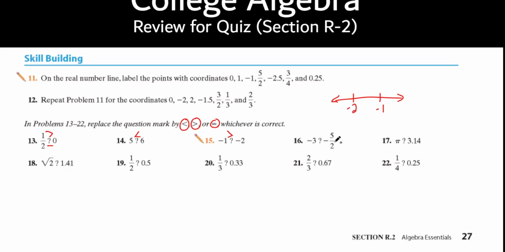Yeah. Let's just do a couple more. We're not going to do all of these. -3 is what compared to -5/2? Well, you've got to know how to figure out what -5/2 is. How many times does 2 go into 5? It goes 2 and a little bit more, right? So 2 times 2 is 4. So how much do I have left? I've got 1 left, so it's 2.5. So 5/2 is 2.5, so it's -2.5. So is -3 less than, greater than, or equal to -2.5? It's less than. So that would be less than, and you get the rest.